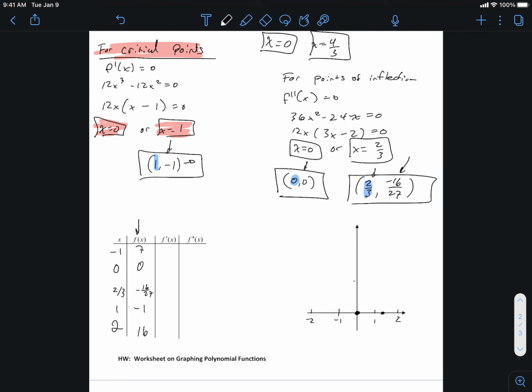We could say this is count by fives, 5, 10, 15. Could say -1 and 7 is going to be up here. 0, 0, we've already plotted. 2/3 would be about here, and -16/27. That's a bit arbitrary. We could say, I don't know, down here somewhere. Okay, and then 2 and 16 would be way up here.